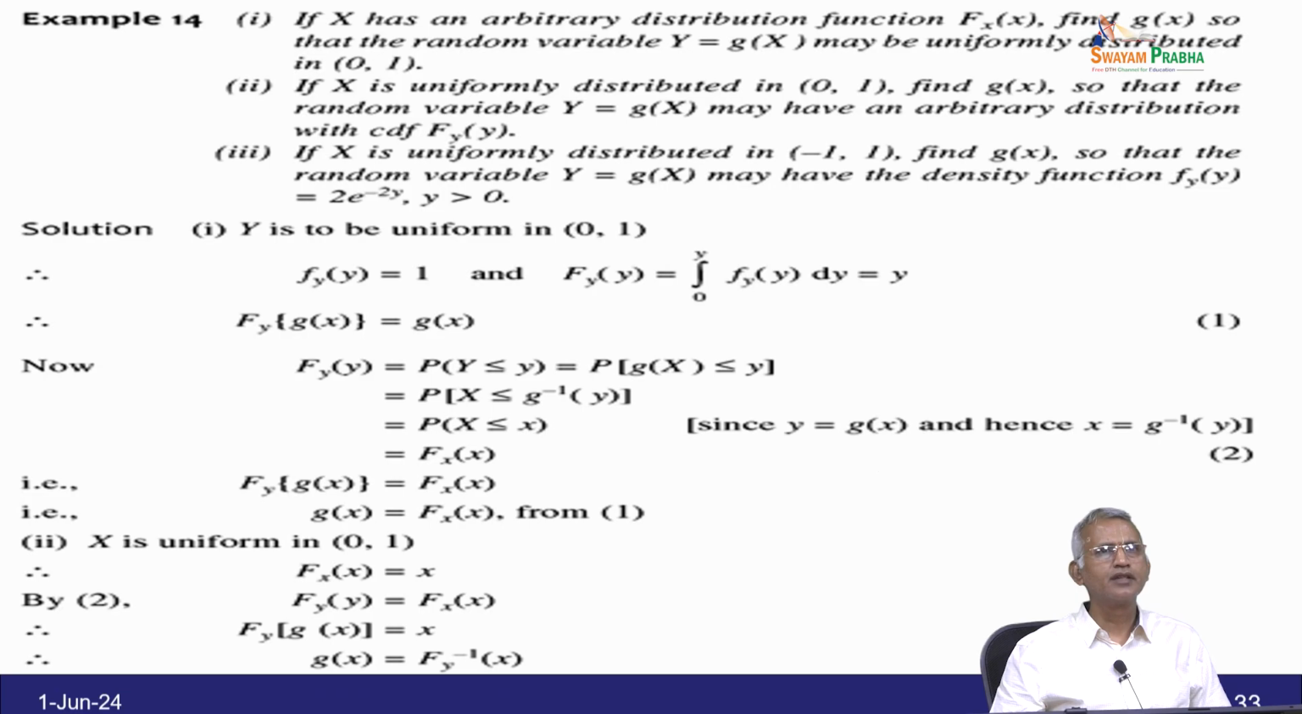And next question: if X has an arbitrary distribution function F_X(x), find g(x) so that a random variable Y = g(X) may be uniformly distributed in the interval (0, 1). So, if X is uniformly distributed in the interval (0, 1), find g(x) so that the random variable Y = g(X) may have an arbitrary distribution with the cumulative distribution function F_Y(y).